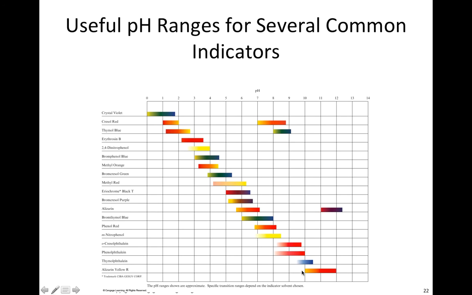There's also a dye some of you may have used called universal indicator, and universal indicator is actually a mix of 4 or 5 of these indicator dyes so that it'll change to a different color at different pHs. And I think that's it.